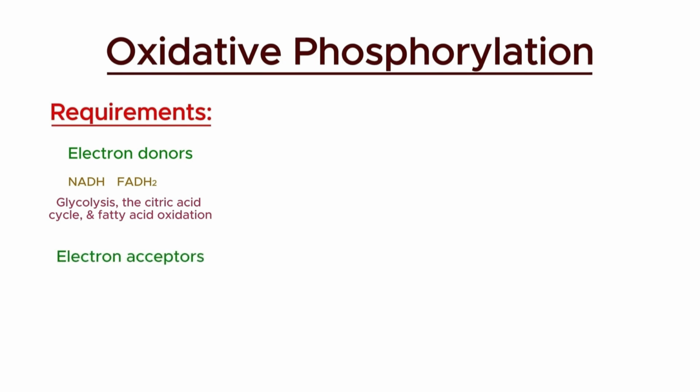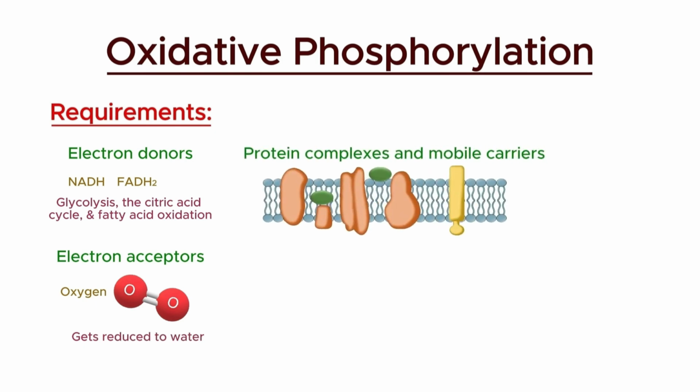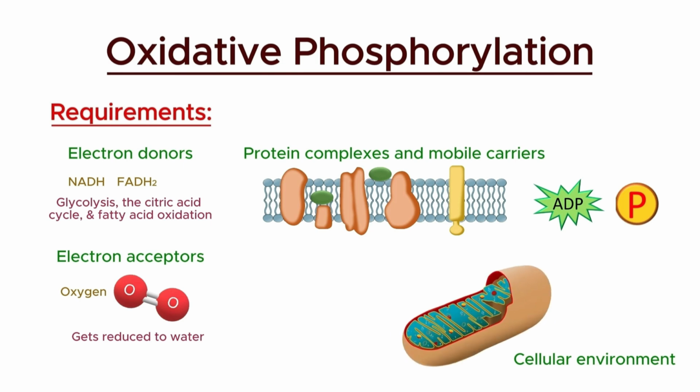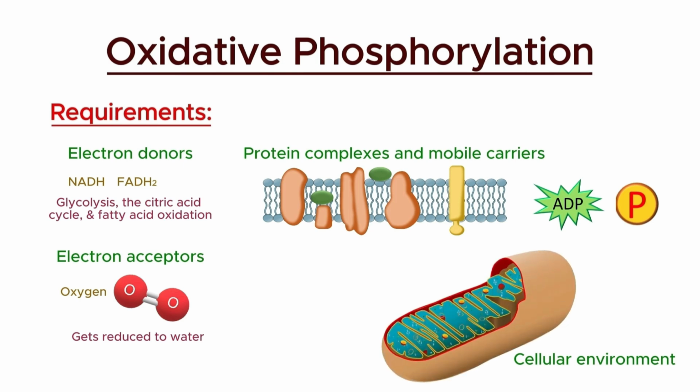Next, we need electron acceptors, oxygen, which is the final electron acceptor and gets reduced to water. Then, we need protein complexes and mobile carriers. Finally, we need ADP and inorganic phosphate for the synthesis of ATP, and the cellular environment, which is the mitochondria. This process incorporates the mitochondrial matrix, inner membrane, and intermembrane space.